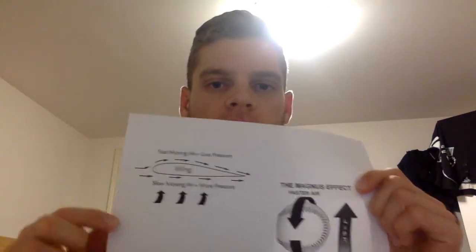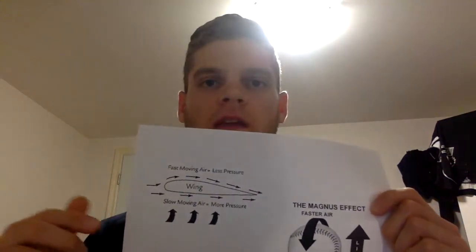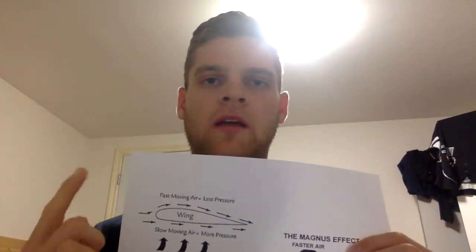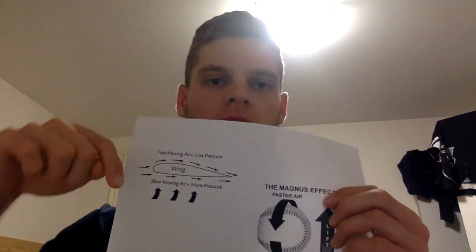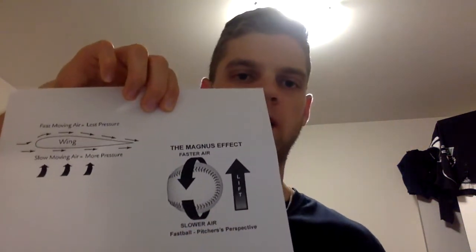The shape of the wings causes air above to move faster than the air underneath it. This causes lower air pressure above the wing and higher air pressure underneath it. The greater air pressure at the bottom of the wing pushes the wing up. The backspin of the baseball has a similar effect.